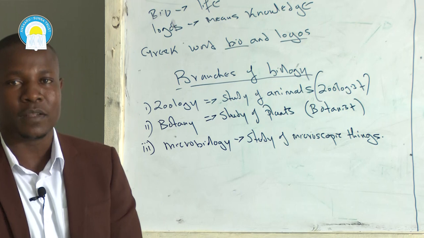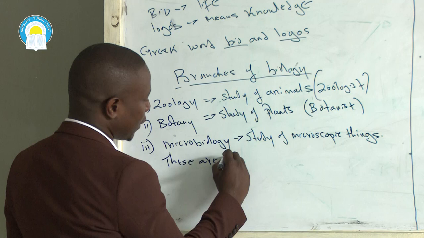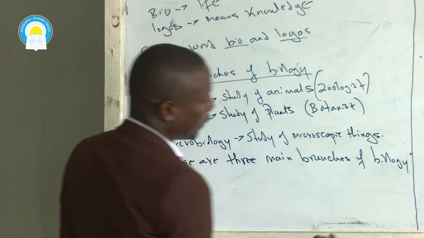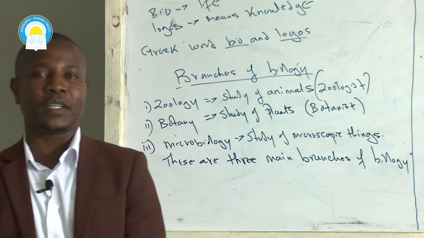These are the three main branches of biology. In an exam, you will always be asked to give the three main branches of biology. Don't get confused. There are only three main branches of biology.